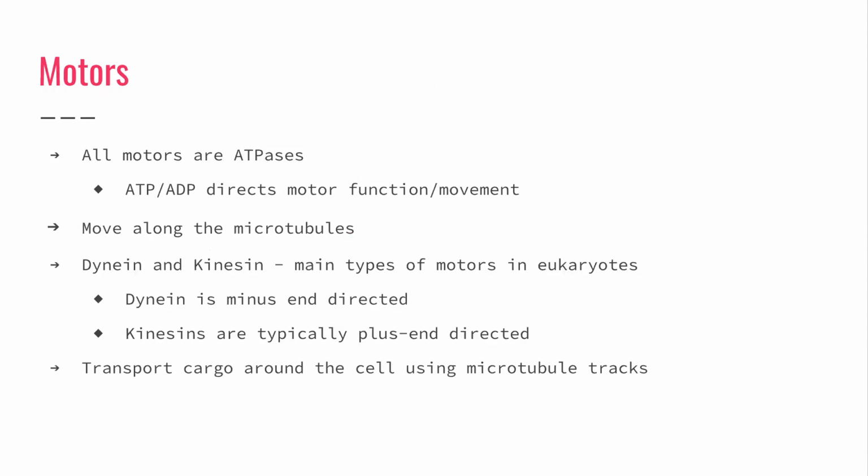Okay, now we're going to get into motors. Motors are ATPases that move along the microtubules, and they help carry cargo proteins around the cell. There are two different types of motors, dyneins and kinesins. Dynein is minus-end directed and kinesins are typically plus-end directed, but there is one minus-end directed kinesin.